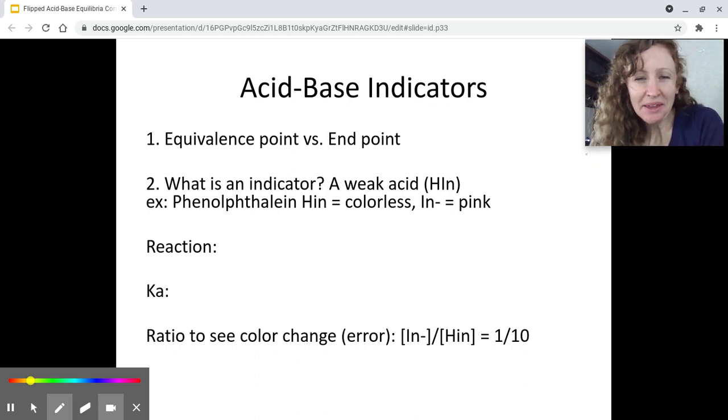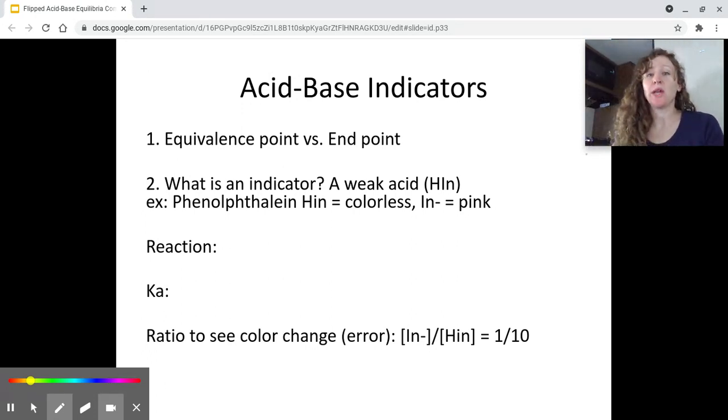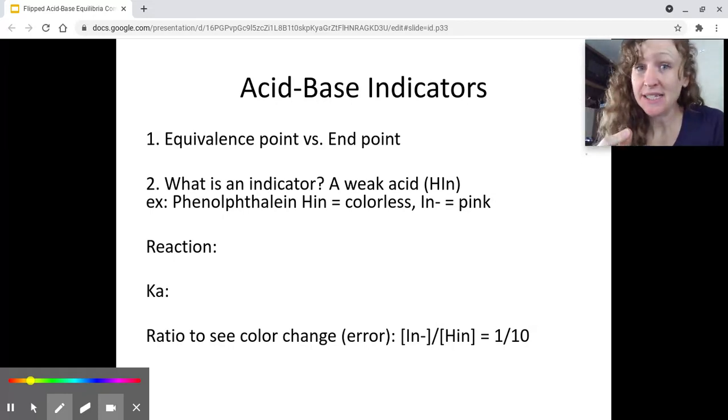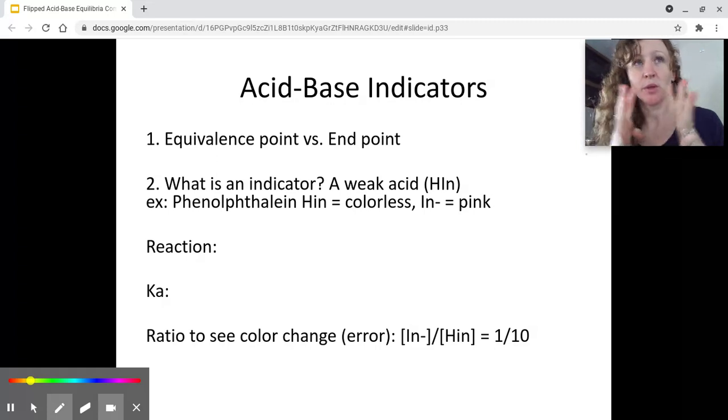Hi, AP Chem. Welcome back to acid and base applications. So we are on the last topic that we really need to talk about when it comes to the application of acids and bases when it comes to equilibrium, those two things together.